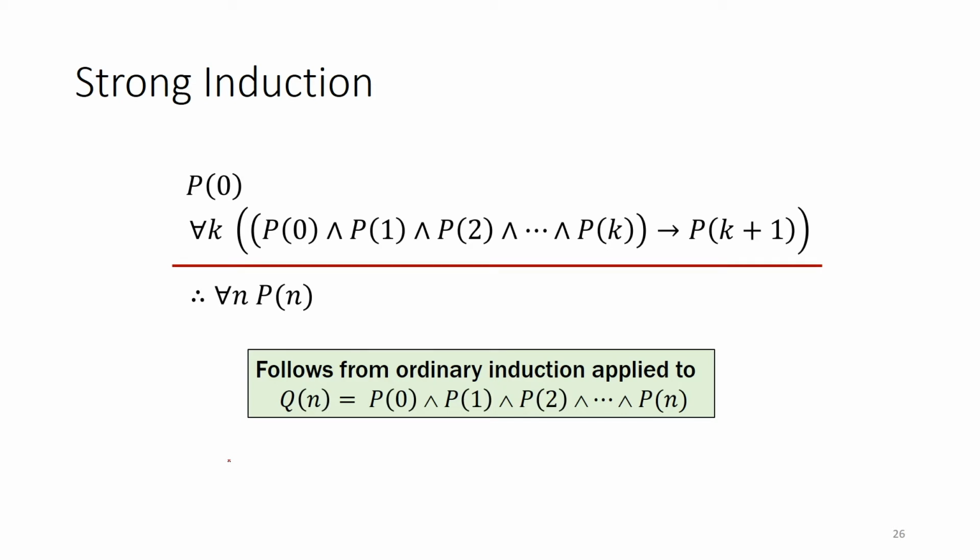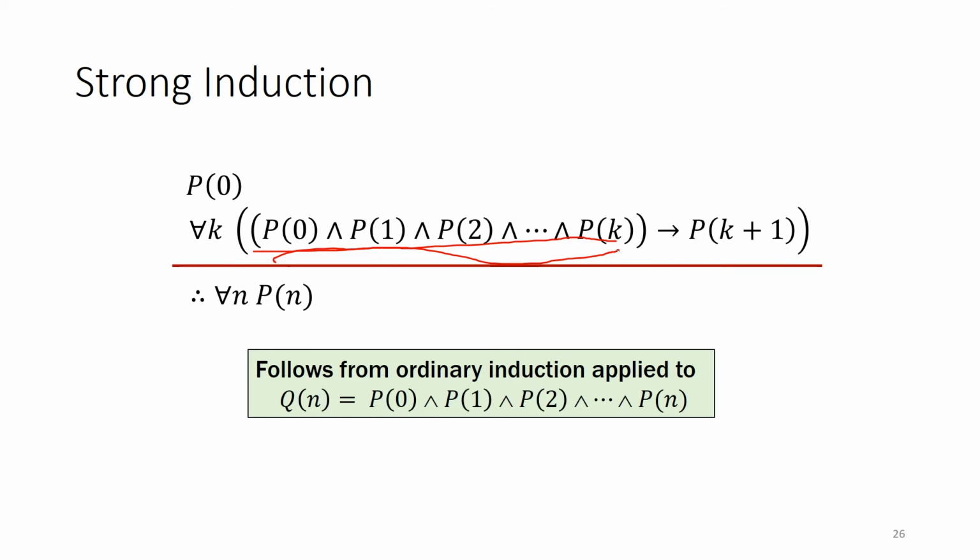In the previous induction, we only see P of k implies P of k plus 1. But we know that the previous step, P of k minus 1, and the starting point are true. So we want to make sure we can combine them together with AND. So all the previous steps are true, then P of k plus 1 is also true. That is a very strong induction.